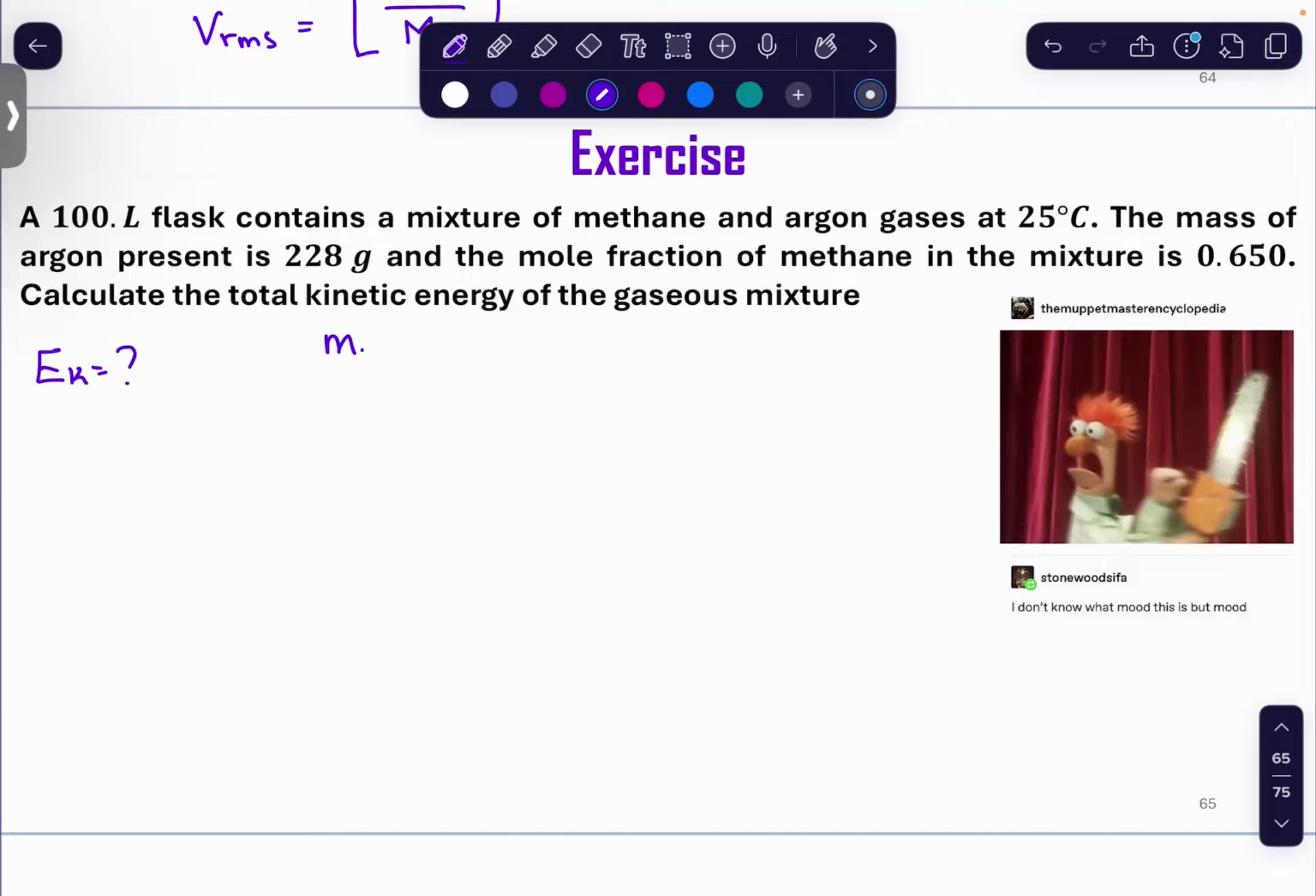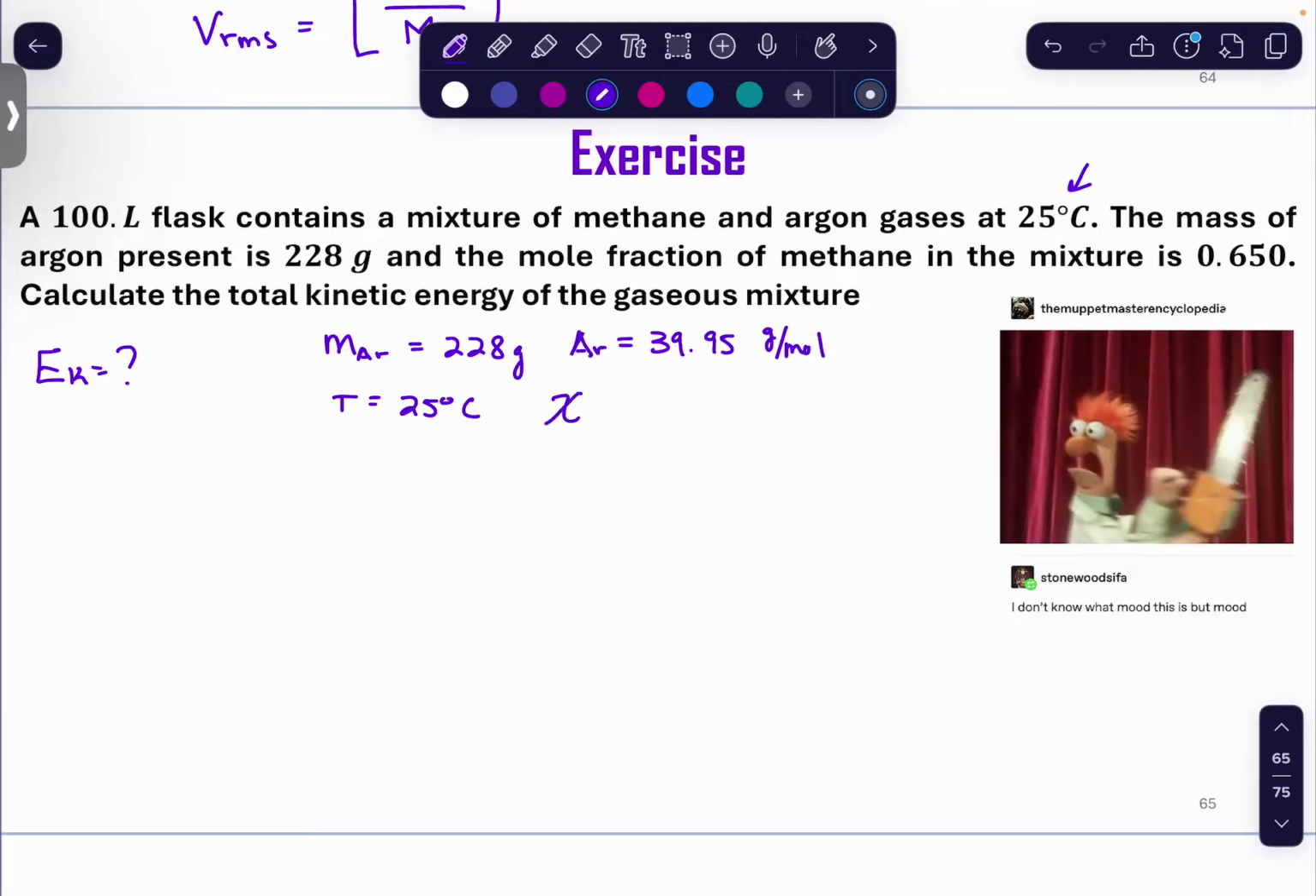Okay, so mass of argon, 228 grams. Argon itself, I look at the periodic table, and it's 39.95 grams per mole. Our temperature, 25 degrees Celsius, which remember, this problem didn't have to tell you 25 Celsius. It could have told you standard conditions.